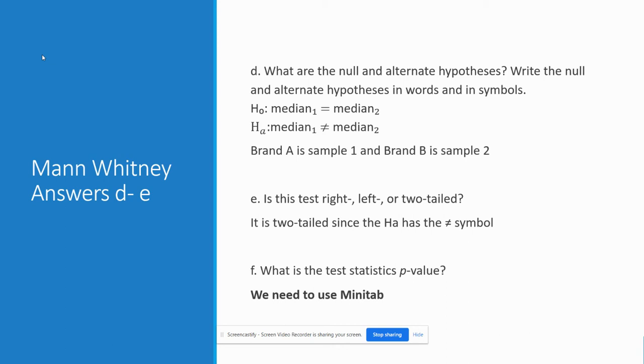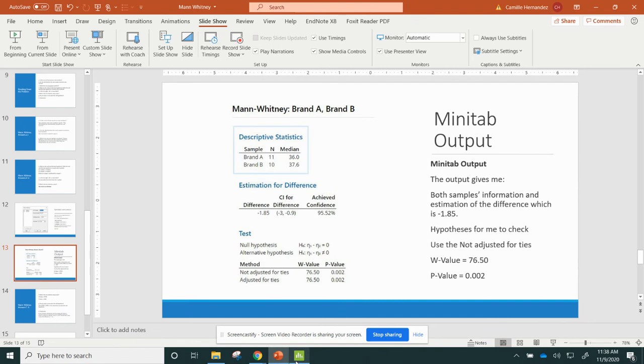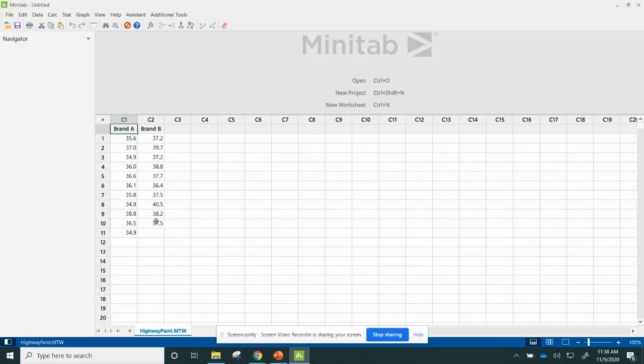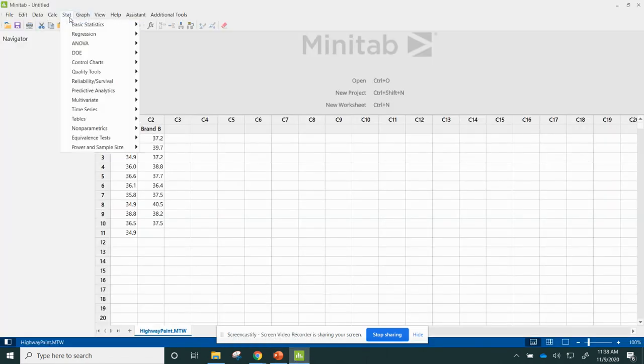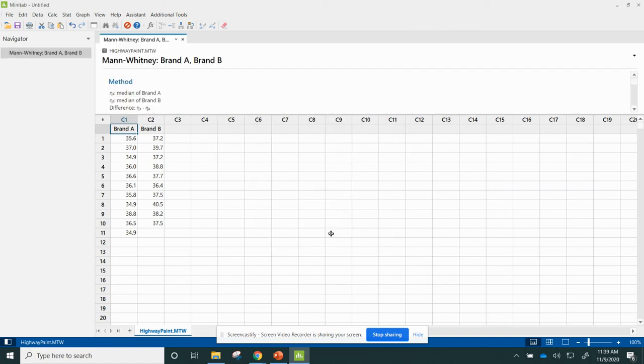What are the test statistic and p-value? We're going to use Minitab. And as you keep going, you'll see how I did it and how I get the results, but let's go ahead and do it in Minitab. All right, so I have brand A and brand B. I'm going to go to non-parametric and then Mann-Whitney, because that's what I'm running. My first sample was brand A. My second sample was brand B, and I'm going to keep this as not equal. If I change my confidence level, this is where I do it. And then I hit OK.